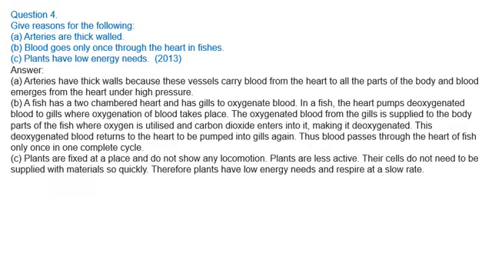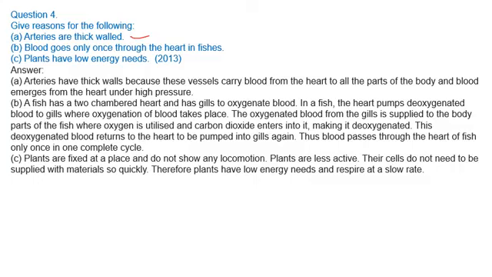Next question, give reasons for the following. Arteries are thick-walled because arteries carry blood which is coming from the heart. Whenever the blood comes from the heart, it comes with pressure. So to tolerate that pressure, arteries have thick walls.